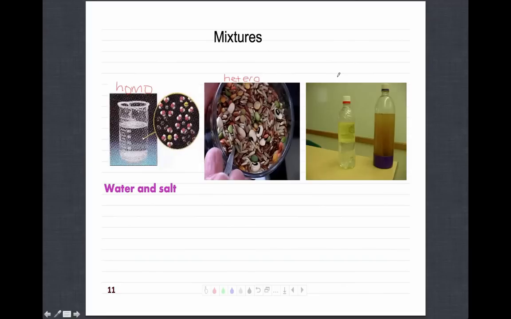These beans in here are a mixture and it is heterogeneous. This is homogeneous. Now the oil and water, is that a hetero or homo mixture? How many phases do you see? Two. So what does that tell you?